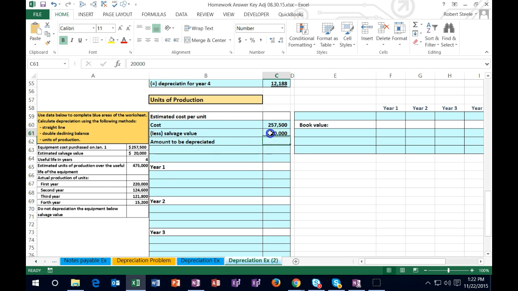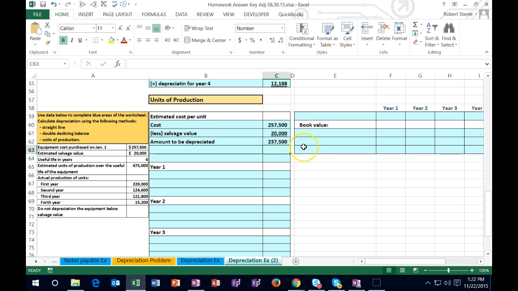I'm going to try to use our underlines here. I'm going to go over here. I'm going to go to the Home tab. We're going to go to the fonts. I'm going to go to the underline. I'm going to single underline that to show that we're going to do a subtraction problem. I'm going to do the problem with a formula by selecting the equal sign, pointing to the 257.5 minus, then pointing to the 20,000 and enter.